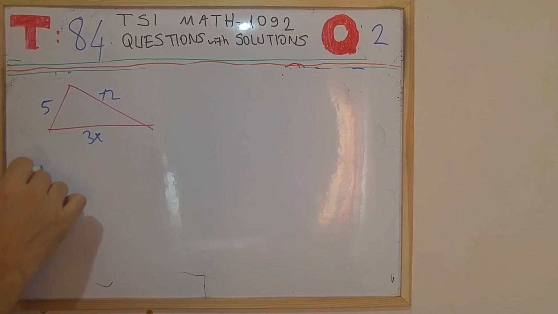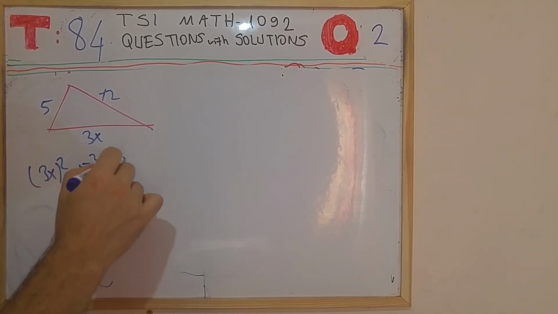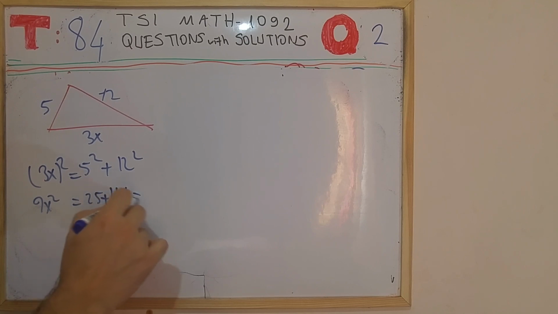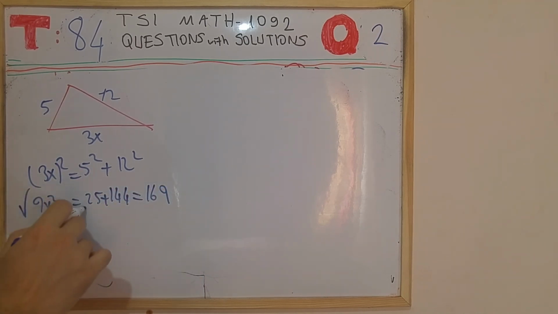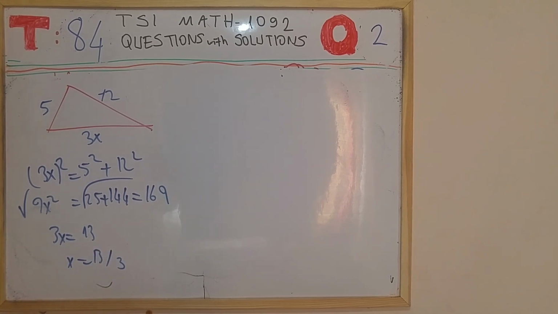For this question, 3x's square must be equal to 5 square plus 12 square, and 9x square is equal to 25 plus 144, which is equal to 169. Now let's take the square root of both sides. So 3x is equal to 13 now, and x is equal to 13 over 3.